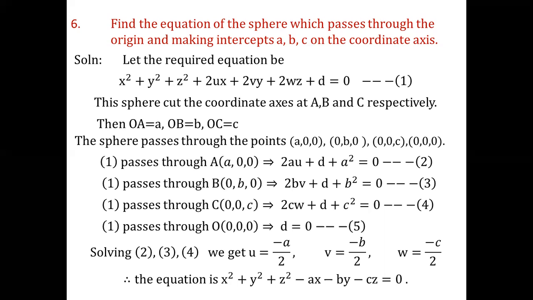Now we have three equations 2, 3, 4 and three unknowns u, v, w. Solve these three equations and we get the values of u as minus a by 2, v as minus b by 2 and w as minus c by 2. So substitute these values of u, v, w, d in equation 1 and on simplification you are going to get the equation as 2x square plus 2y square plus 2z square minus ax minus by minus cz equal to 0.